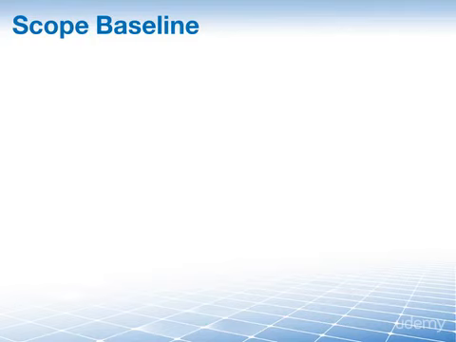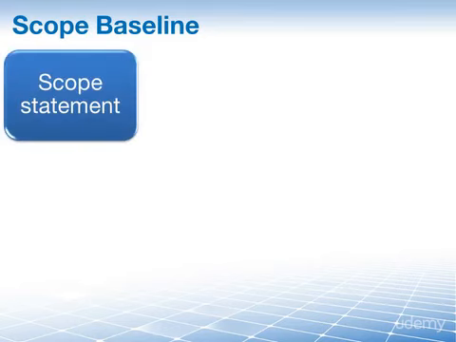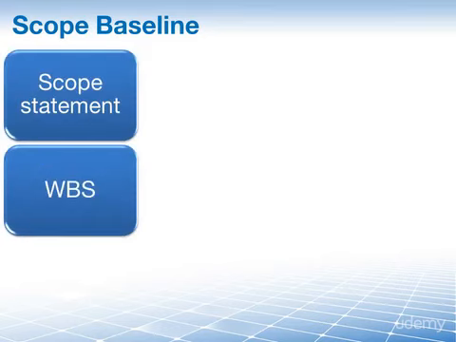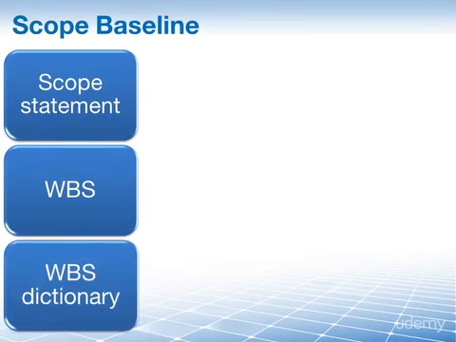The next input of the define activities process is the scope baseline. Remember, the scope baseline is not a single document. It consists of 3 components. It consists of the scope statement, the WBS, and the WBS dictionary.